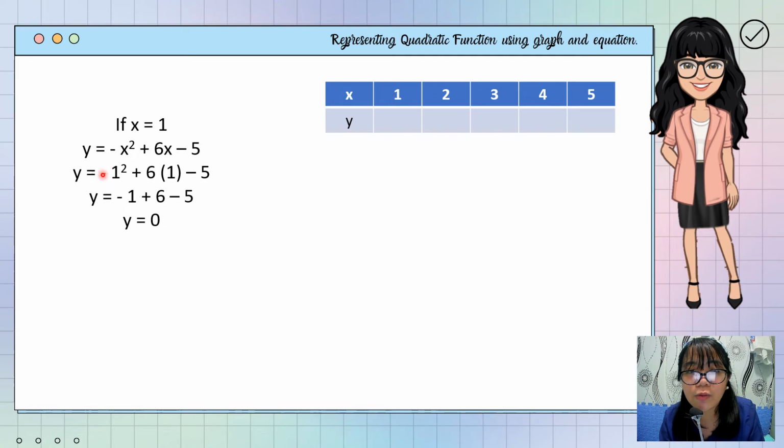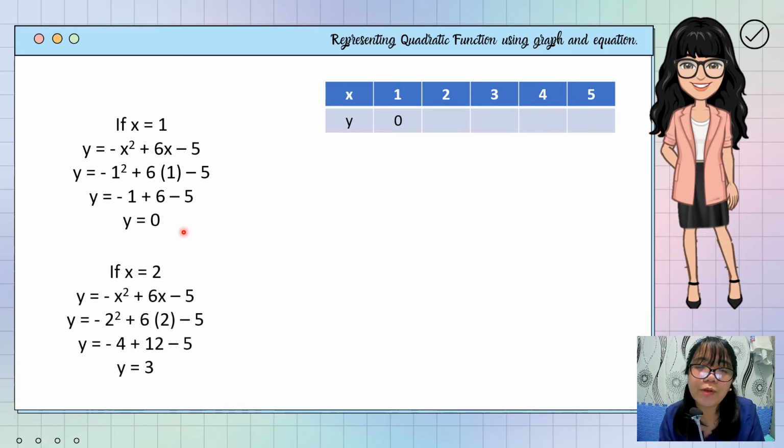Now, do not enclose it inside the parenthesis since here negative is just being copied. So that means to say the negative sign is not being squared. It's just the 1. Negative, copy, 1 squared equals 1. 6 times 1 equals 6. And then we copy negative 5. So we have negative 1 plus 6 minus 5. Negative 1 plus 6 equals positive 5. 5 minus 5 equals 0. So if x is equal to 1, then y is equal to 0. So the first ordered pair that we have is 1, 0.